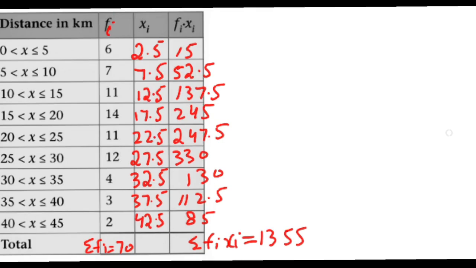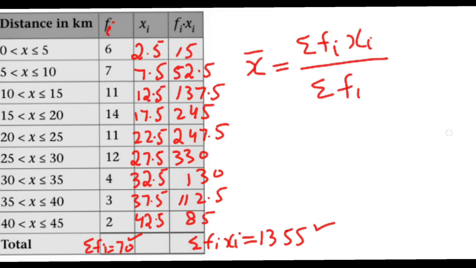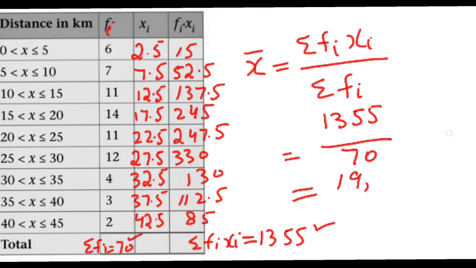Sum of f, summation fi, which is 70, and summation fixi, which is 1355. Now I can find the estimated mean. The formula says x bar is equal to summation fi xi over summation fi. So summation fi xi we got 1355. Summation fi I got 70. Now I use my calculator. The answer is 19,36. This is my final answer.